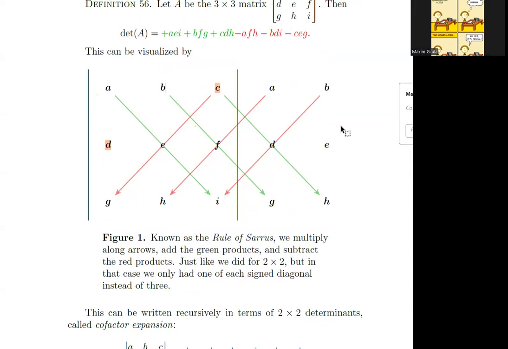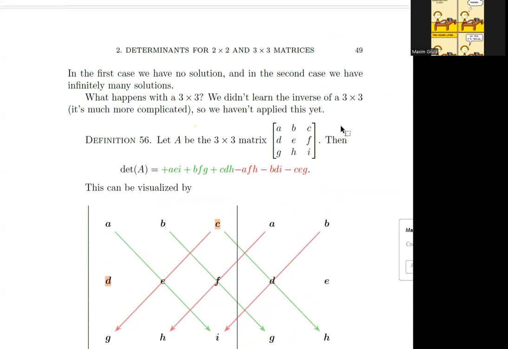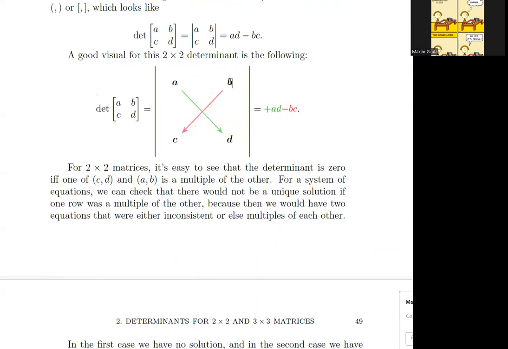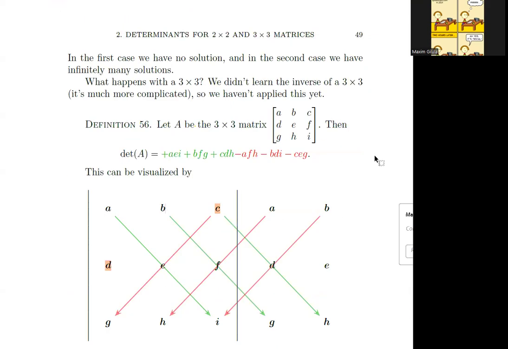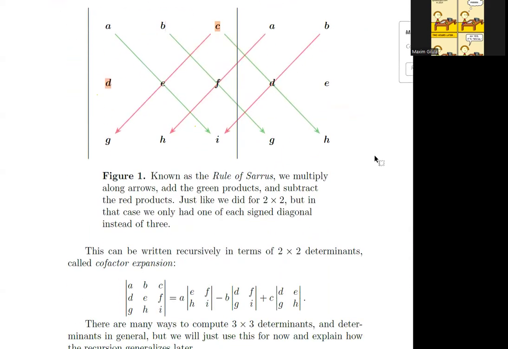So this is called the rule of Sarrus. We multiply along these arrows. We add the green products and subtract the red products, just like you did for 2 by 2s, more or less. But the wrapping around was different, right? If we wrapped around BC, that could have been a left to right diagonal. But for a 2 by 2, we don't wrap around, and this is how we do it. For a 3 by 3, we wrap around.